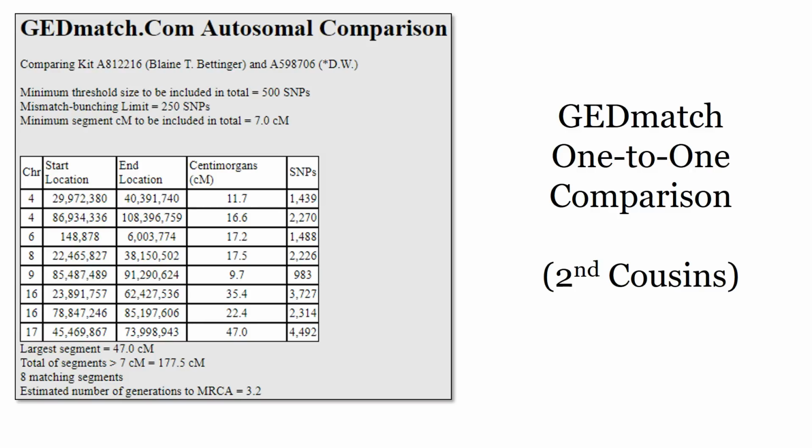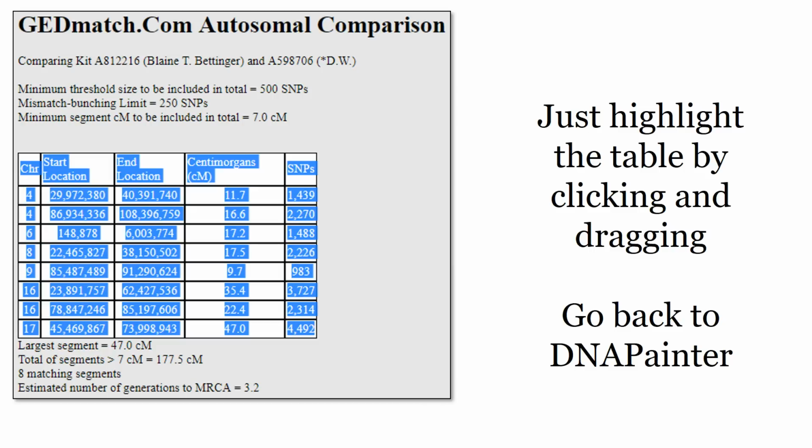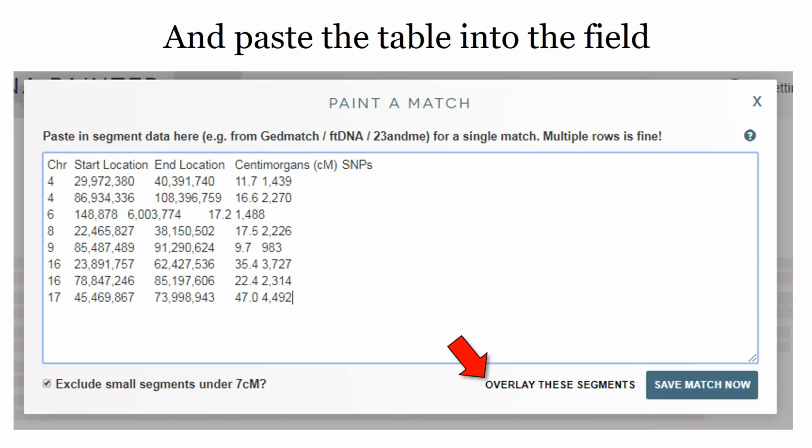Here, for example, is a one-to-one comparison of second cousins. These cousins share a little bit on the lower side, 177.5 centimorgans. And once you see that, what you can do now is simply highlight those segments of DNA. Just highlight that whole table. You can then copy it, and you can go back here to that pop-up. So you can work in multiple windows here.